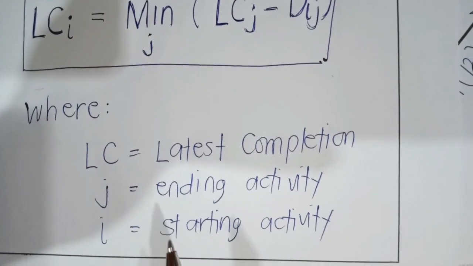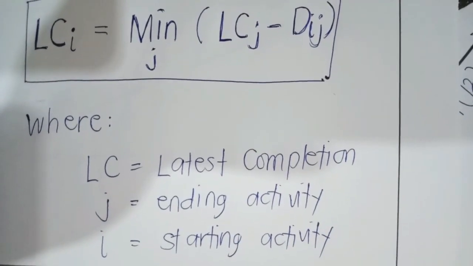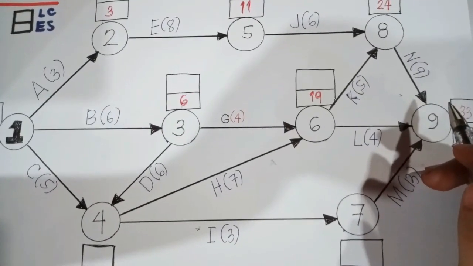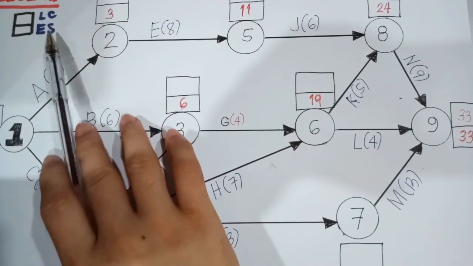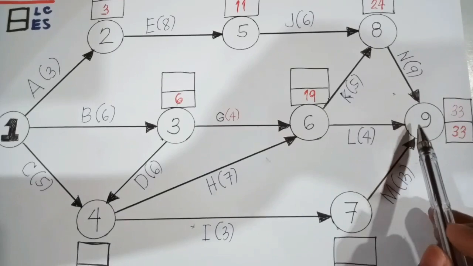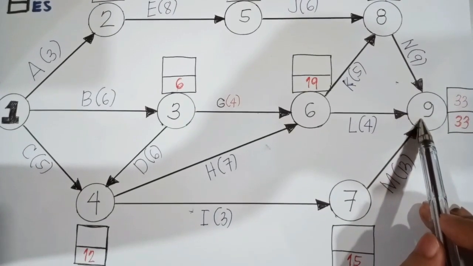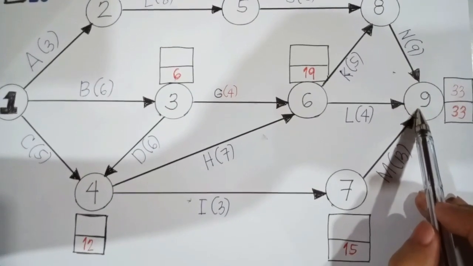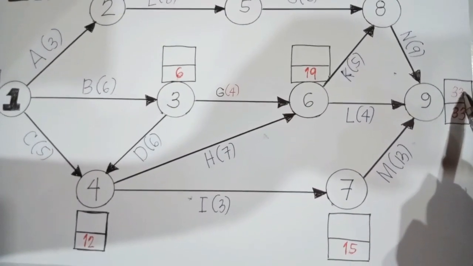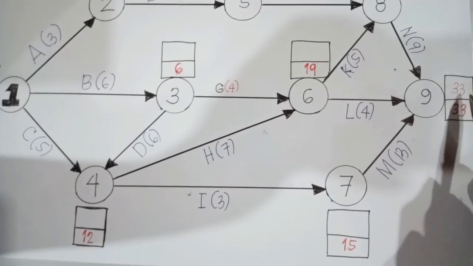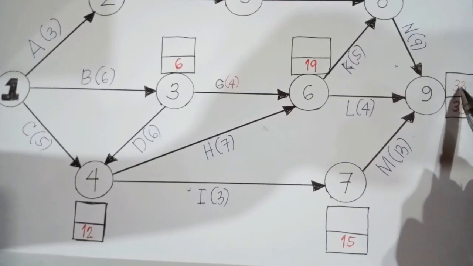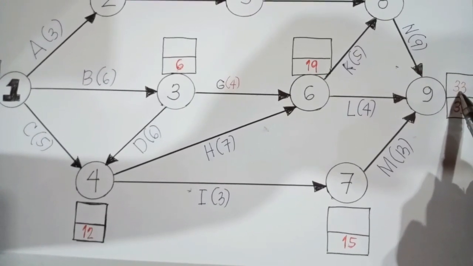And so for that matter, I'm going to show you now how this formula is applied in our problem. Now, in calculating the latest completion time, we will be applying the backward pass. And so we will start with the ending node, which is node number 9. And take note that the latest completion time of the node would always be equal to the earliest starting time of the last node. So in this case, our latest completion time for node number 9, that would be 33.